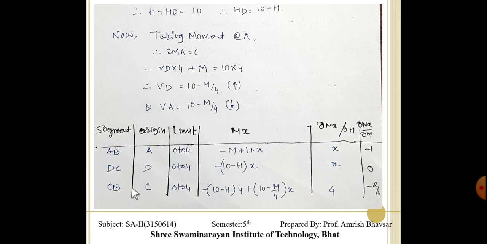Now C to B, the origin is C. So what happened? 0 to 4, minus 10 minus H into 4 plus 10 minus M by 4 into x, so it is 1 upon 4, and we multiply with x, so we can take it as x by 4. Now on the basis of these two, we know that the horizontal reaction is 0, that's why the multiplication of these two and integrating that is 0. And number 2, Mx into del Mx upon del M, these two, right? So we can consider that the rotation is 0 over there, because at a fixed support rotation is 0, that we know.